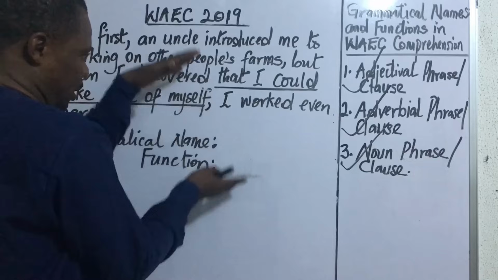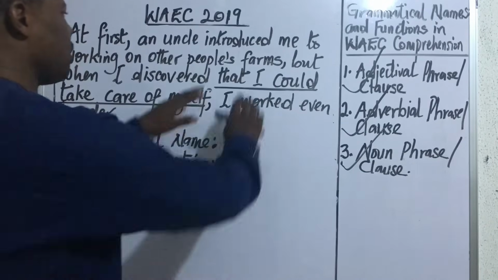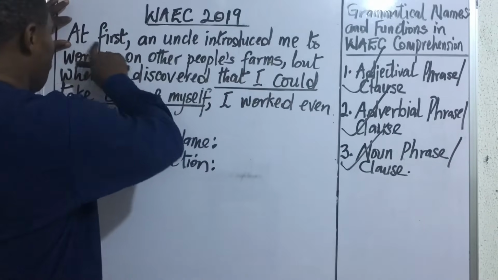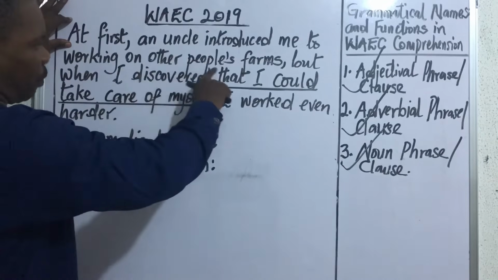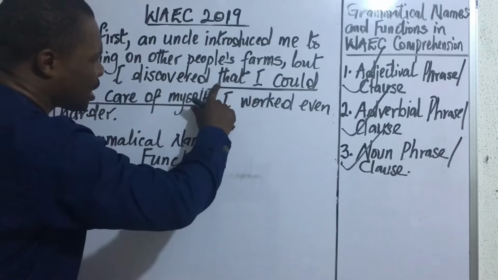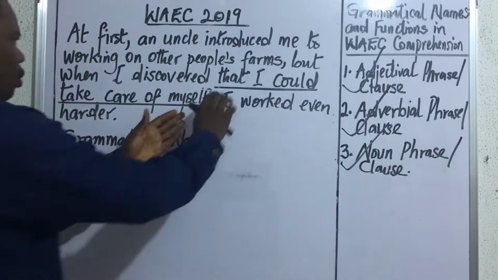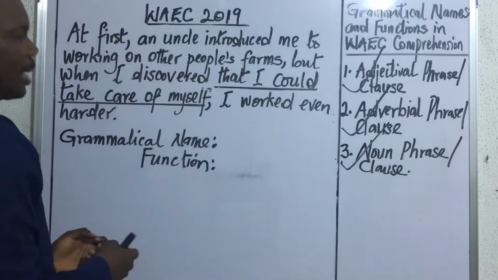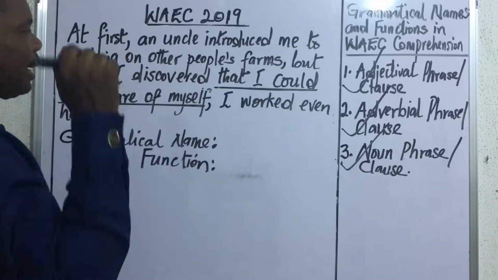So it's between noun clause or phrases, or adjective clauses or phrases. So let's replace the whole of this underline with "it." At first, an uncle introduced me to working on other people's farms. But when I discovered it, I worked even harder. So you can see that when you replace the whole of this underline with "it," it will make sense. Then automatically it's a noun clause. That is how to confirm noun clauses.